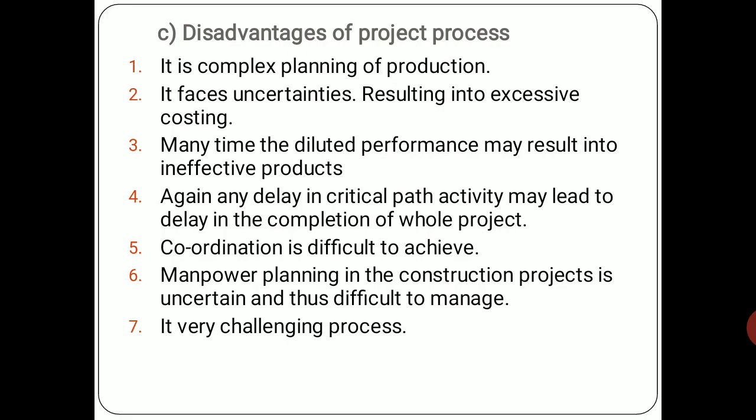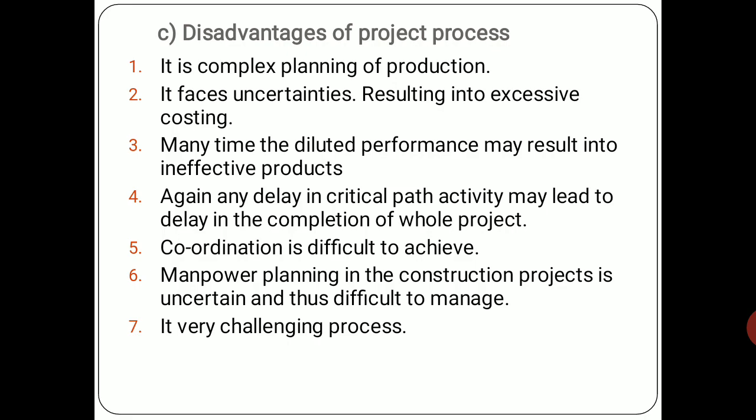That means, say a person is working at the site and also working in the office, the same person may not be able to give the performance, and at that time it may result in ineffective products. But that happens when the person or the team members are not equally allocated with the duties, right? Again, there is any delay in the critical path. If the critical path is already long and it is delayed, it will result in the delay of the whole project.